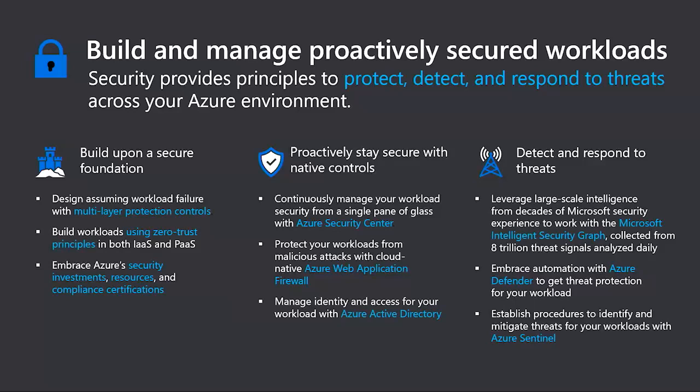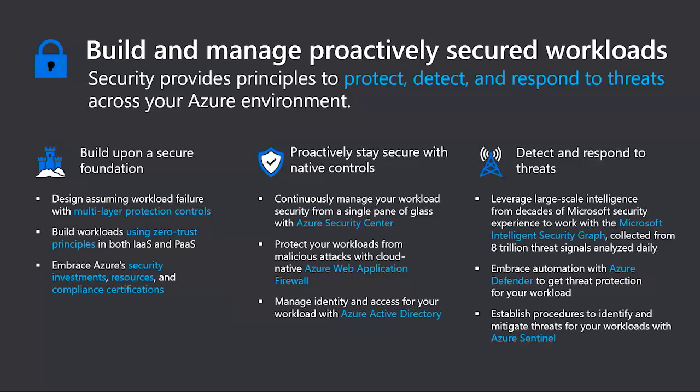Detect and respond to threats. We have services that help you with that as well. You can leverage large-scale intelligence from decades of Microsoft security experience by utilizing Microsoft's Intelligent Security Graph. You can embrace automation with Azure Defender to get threat protection for your workloads. And you can establish procedures to identify and mitigate threats for your workloads with Azure Sentinel, which allows you to monitor alerts, and you're given alerts in threat protection, threat detection in your environment across your resources in your Azure cloud, on-premises resources, as well as resources that may live in another cloud.